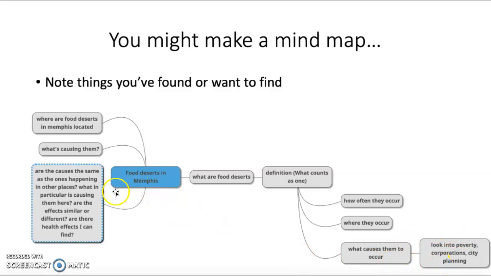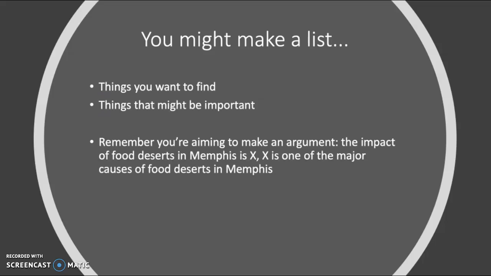And I've also got stuff about Memphis. So where are food deserts in Memphis? What's causing them? Are the causes the same? Those are maybe the general categories stuff is going to fall into. So the Memphis stuff, definition stuff, the academic argument stuff. Because when you're reading all of these research papers that are in the databases, all those authors are making arguments. So they're arguing, this is what's causing food deserts, or something like that. You might also, if it works for you, make a list, but somehow you probably have to figure out things you want to find, things that might be important, and ways that you're going to find the stuff that you don't have.